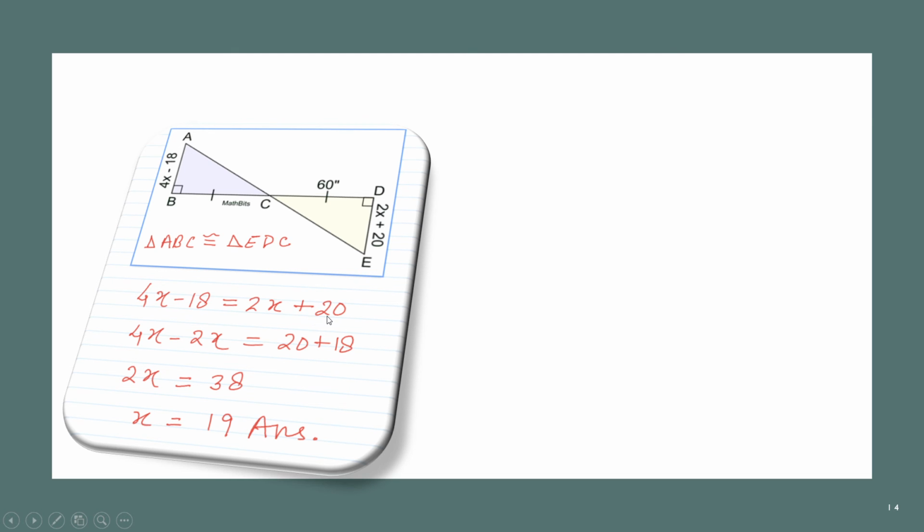Now if you know the concept of the simple equation of shifting places, 2x will transpose to the LHS and 18 will transpose to the RHS with a change in sign. So by solving, 4x minus 2x will become 2x and the RHS is 38. So x is equal to 19. This way you can find the value of the variables also. This is for the sides.